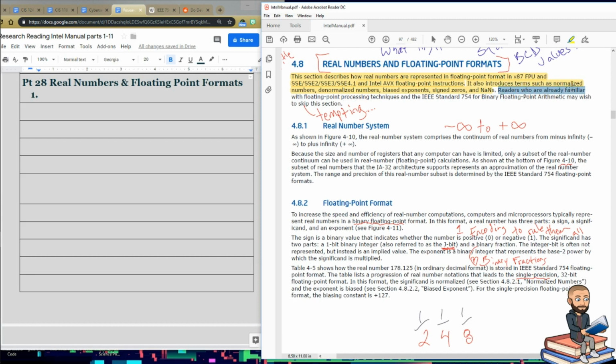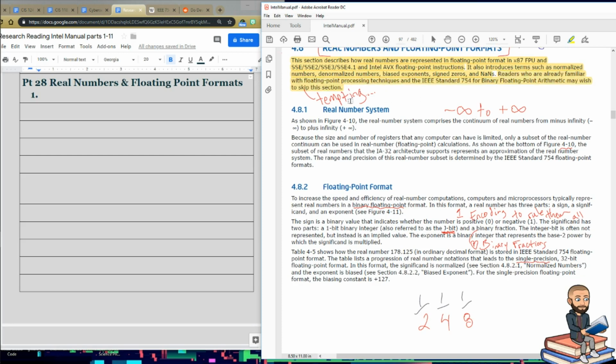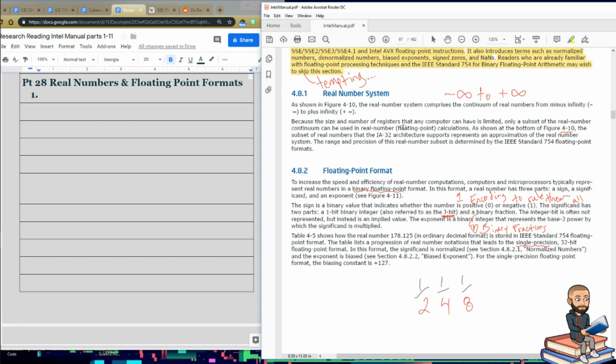Readers who are already familiar with floating point processing techniques and the IEEE Standard 754 for binary floating point arithmetic may wish to skip this section, but we're not going to skip it because, though it's tempting, it's very interesting. So let's hammer down real numbers first.